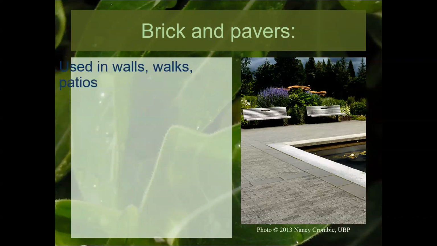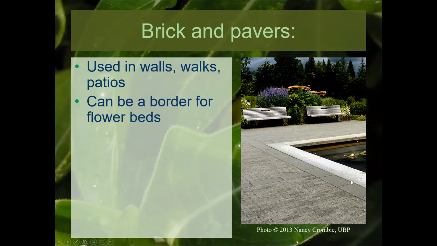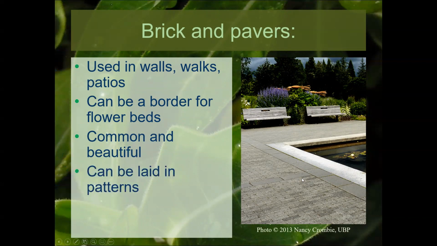Bricks and pavers. These are used in walls, walks, and patios. They can be a border for flower beds. Pretty common, and the coloring can really set that house apart from somebody else's. It can be laid in patterns. You can have a running bond, a basket weave. We're going to get into all that stuff here with installing patios and walls.